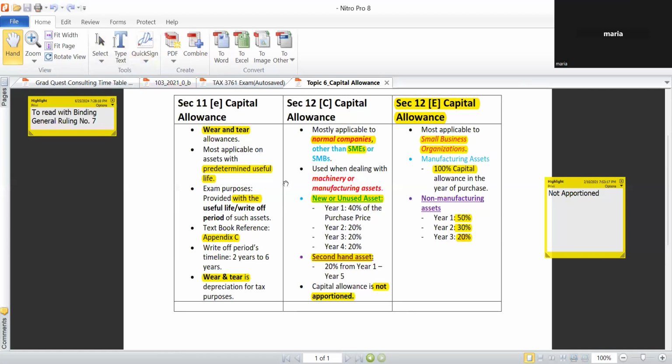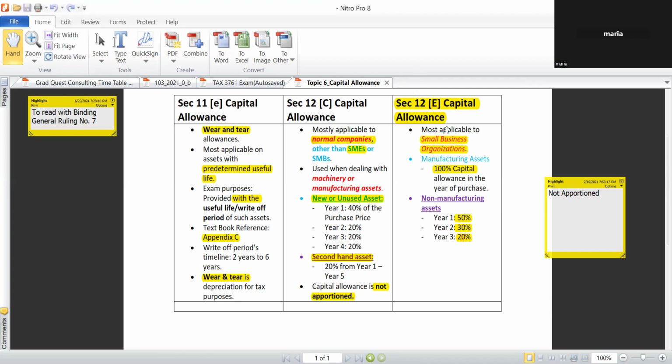So obviously we covered the concept of your section 11E capital allowances, which is wear and tear. We also looked at the section 12C capital allowances, which is mostly applicable to machinery that is used for production purposes. That is if the type of taxpayer in question is a normal company other than an SME or an SMB, small business organization. That's where section 12C would apply.